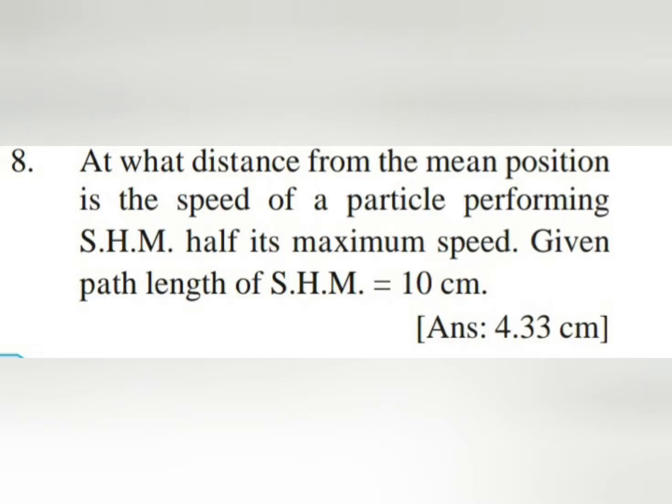Welcome back students. Let's move on to some numericals based on the previous topic. I have already taken the derivations. So students, the question is: at what distance from the mean position is the speed of a particle performing simple harmonic motion half its maximum speed? It means we have to find the displacement of the particle when it is performing simple harmonic motion, and the condition is half its maximum speed. The given length of the simple harmonic motion is 10 centimeter. So let's move on to the solution of this question.